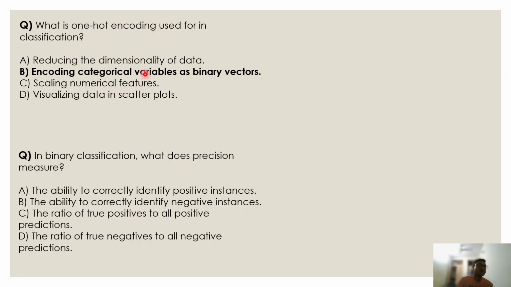Convert your categorical variable, like the color of the car, or the number of wheels, two-wheeler, three-wheeler or four-wheeler. That is also a categorical variable, but it is a number. So that helps us to convert into a binary vector. Okay, that is what exactly it means.